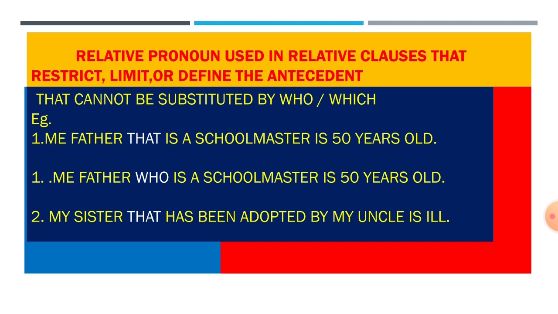See the example here to understand. My sister that has been adopted. So this means it is not any sister but a particular sister, she has been adopted. So my sister that has been adopted by my uncle is ill. So here the restricted information has been made. So here we can use "that" for the sister when the information is restricted.